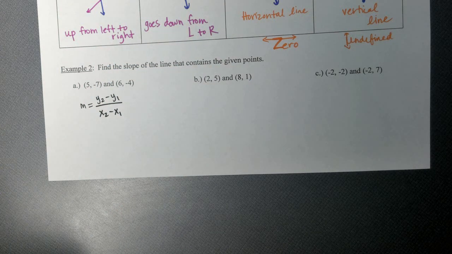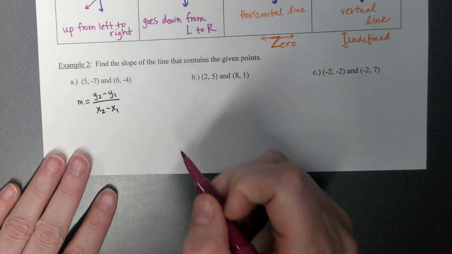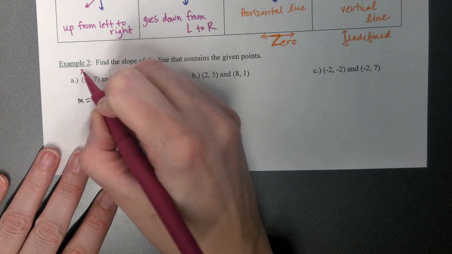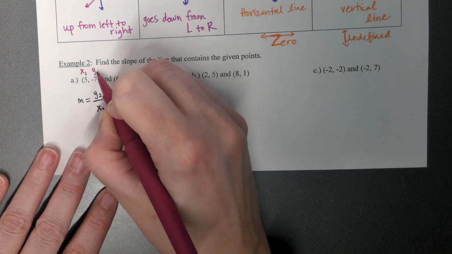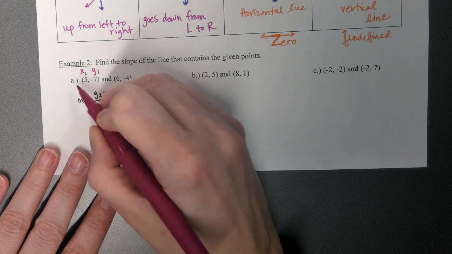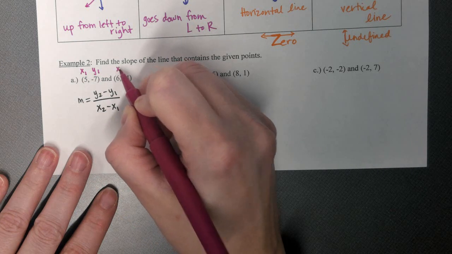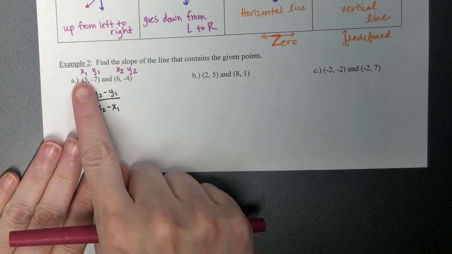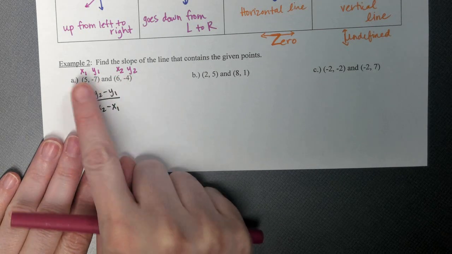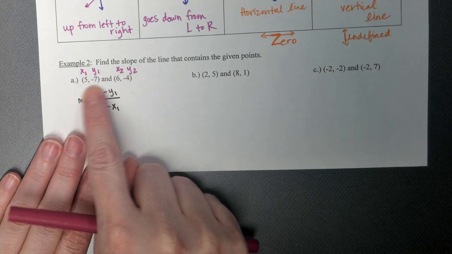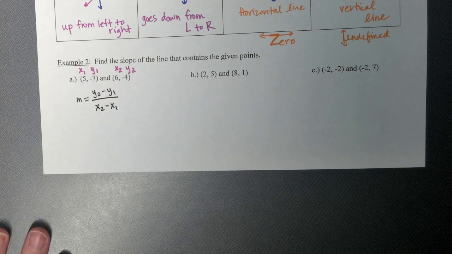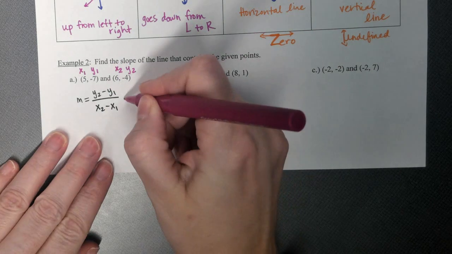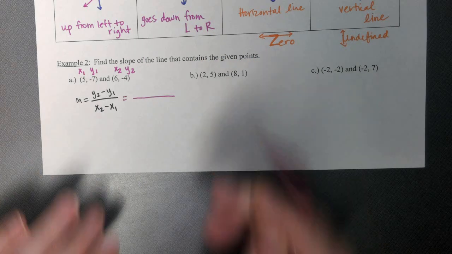So the first thing you want to do is label your points. It honestly does not matter which one you label x1 as long as y1 is with it. I always labeled the first point x1, y1 and the second one x2, y2. Every point has an x and a y. It's just these are the ones, so that's a pair. Those are the twos, so that's a pair. And now we're just going to plug this into the equation.